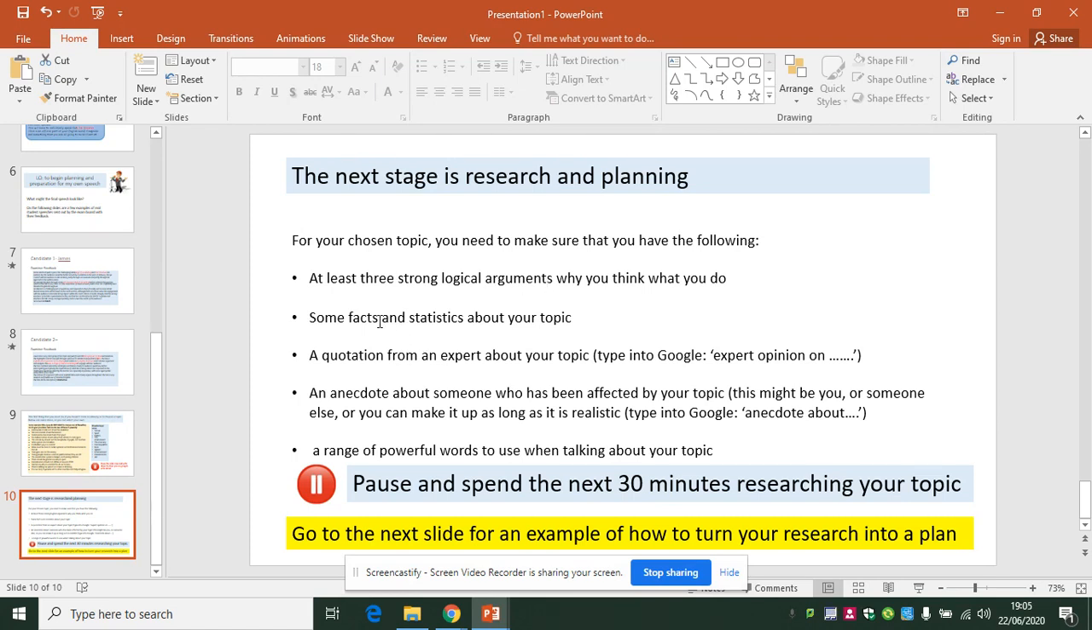You also need some facts and statistics so that you can just research, not expecting you to know that. You need a quote from an expert about your topic, and there's a good thing to do. Type in an expert opinion on and you can find that. You need an anecdote about someone who has been affected by your topic. It could be you or it could be somebody else, and you can make the anecdote up as long as it's realistic and doesn't start with flying to the moon on a rocket, unless of course you're doing something about space travel. And you also need a range of really good vocab words that is going to make you sound really passionate about what you're doing.